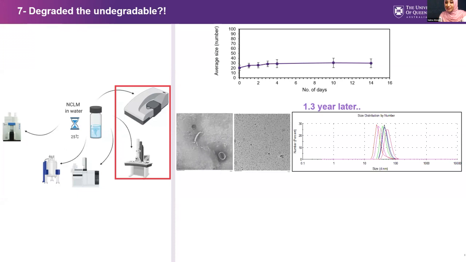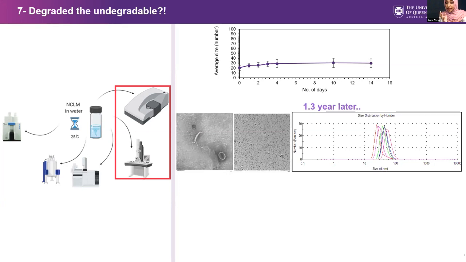And after almost 1.5 years, we noticed that there is actually swelling in the size of the micelles. They increased from 25 to almost 60 nanometers. And when imaging this with TEM, we found that the dye was able to go inside the nanoparticles much easier, which indicates that they are actually swelling. They are able to allow more of the dye to go inside. And we were able to capture some polymersome formations in this.